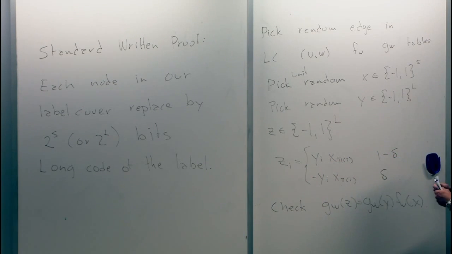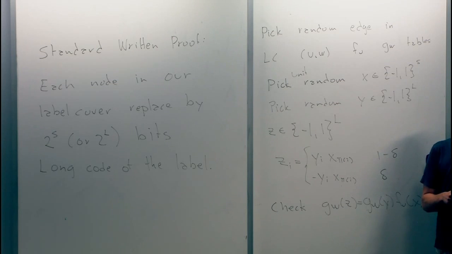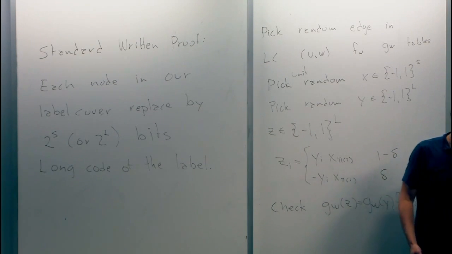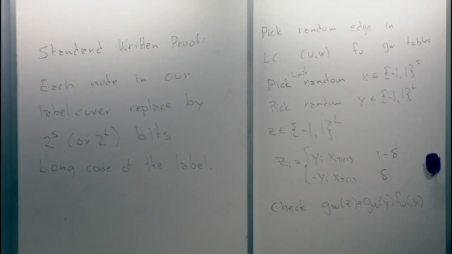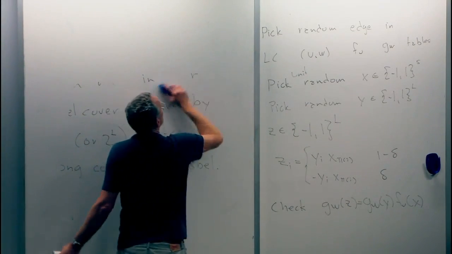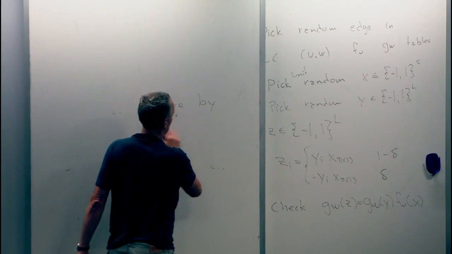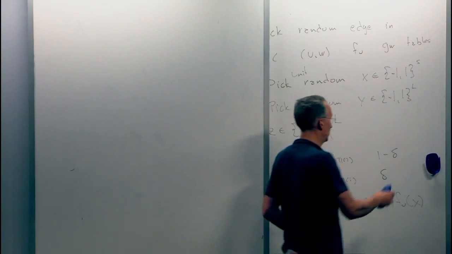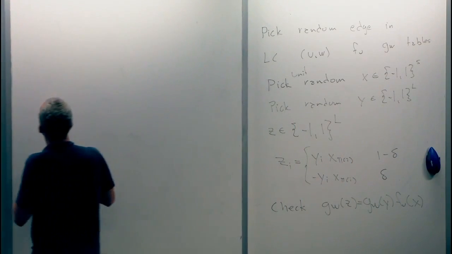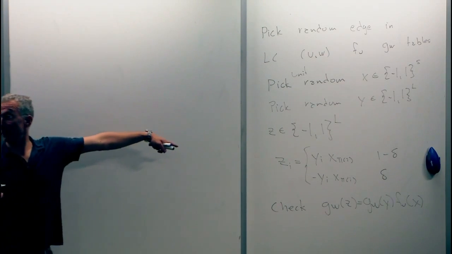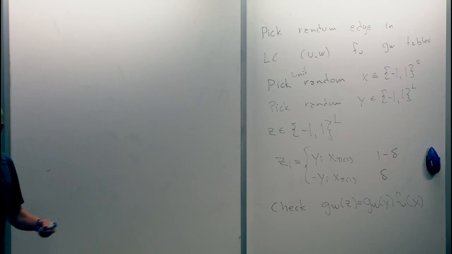And then I'll check that the bit at the Z position is actually the product of the bit at the Y position and the X position. Is everybody happy with this? So now I'm just reading 3 bits, right? We have constructed this huge object and now we're just reading a few bits.